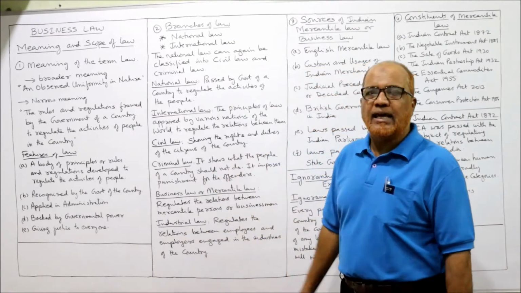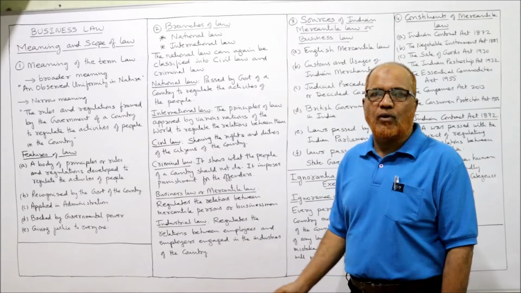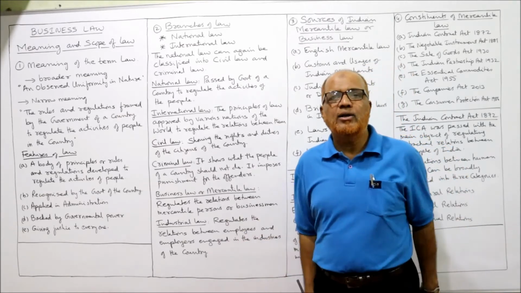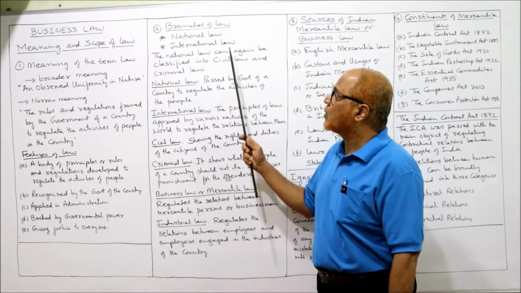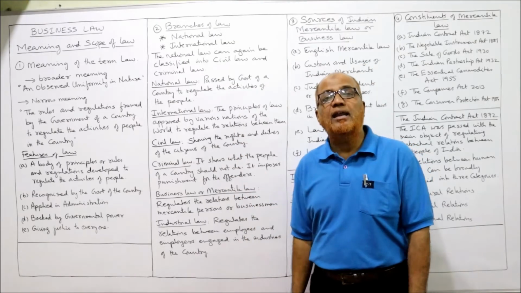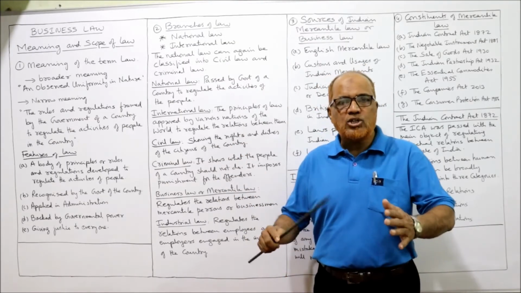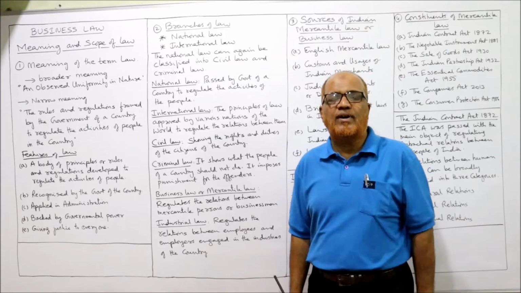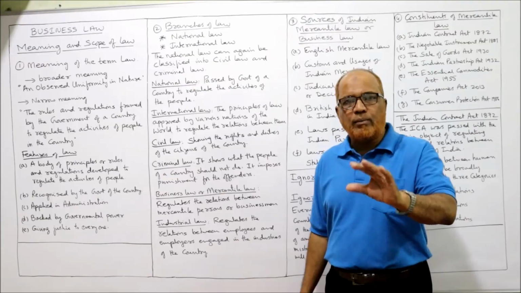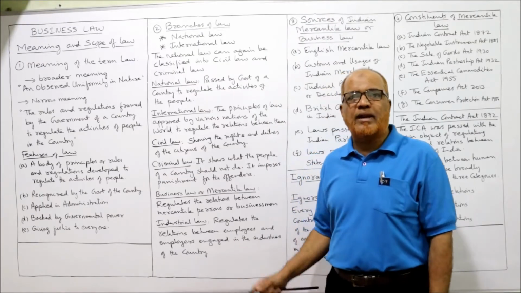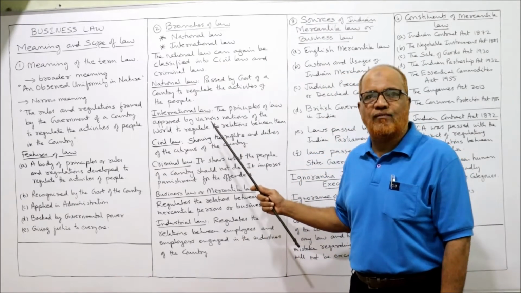Now I am coming to the next point called branches of law. We can divide the law into two broad categories called national law and international law. National law can again be classified into civil law and criminal law. So one by one, I am going to explain the branches of law.